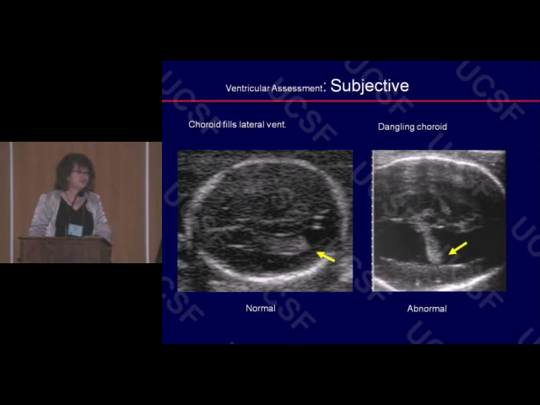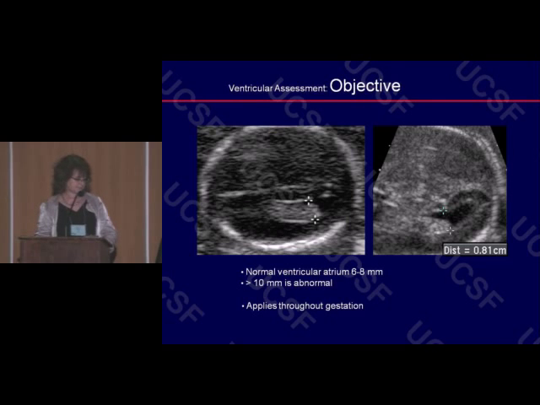One of the clues in that subjective assessment is, does the choroid fill the lateral ventricle? And on your left is a case where it fills. We don't need to directly measure it. We don't routinely measure normal-sized ventricles in our lab, but if the choroid appears to be dangling, if you will, not filling the atrium of the lateral ventricle, that will catch your eyes and prompt you to measure it.